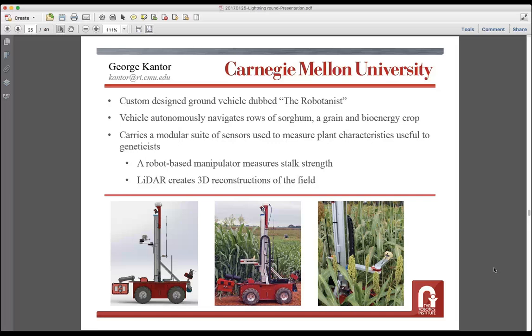The arm has a stereo pair camera on the end effector, and it reaches out, grabs the stalk, and measures the strength. It has a variety of different sensors for navigation at the front of the vehicle, LIDARs and other cameras, and also LIDARs at the top of the mast to see the crop rows. So it can do navigation and positioning accurately throughout the field. And the task here is to help with selection for breeding, phenotyping. Okay, thank you. Thank you, Steve.